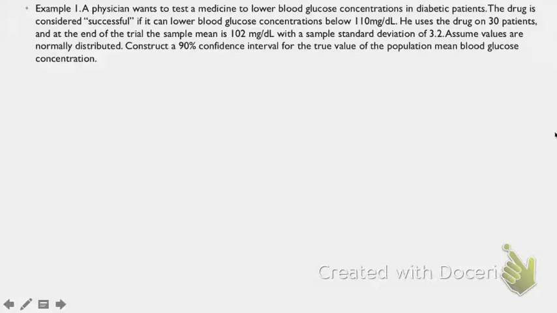What are the numbers that we need? Do we need this 110? No, we don't really need it, not right now. We need 102. He uses the drug on 30 patients. That's my sample size. Sample mean is 102. Sample standard deviation is 3.2. Construct a 90% confidence interval. And it also tells me that they are normally distributed.